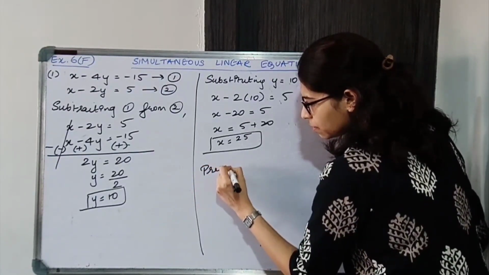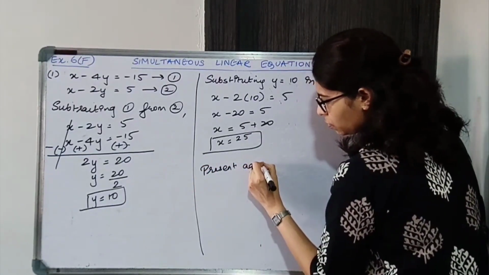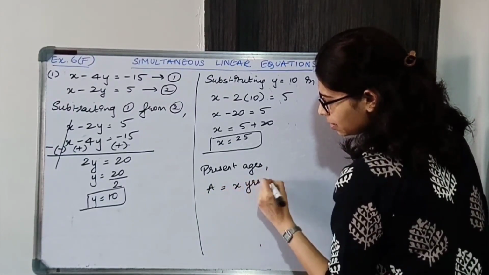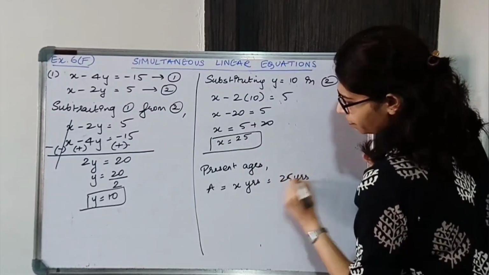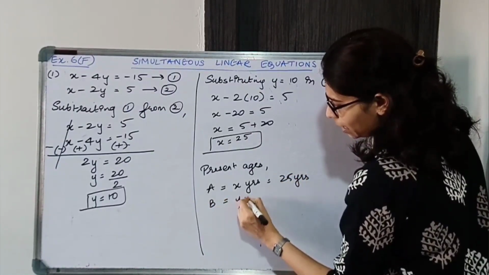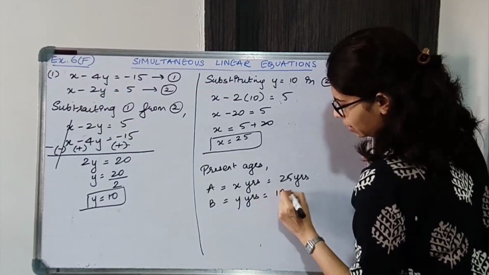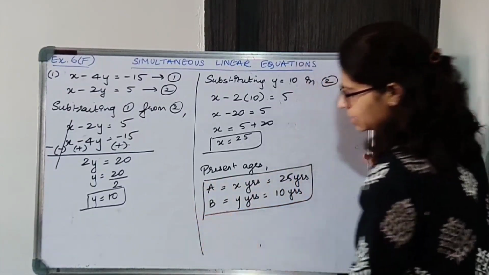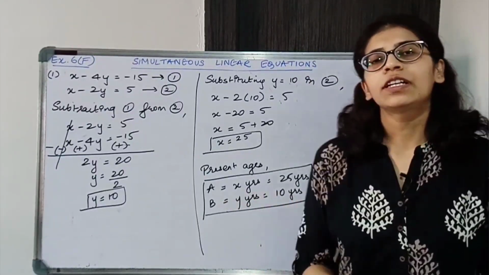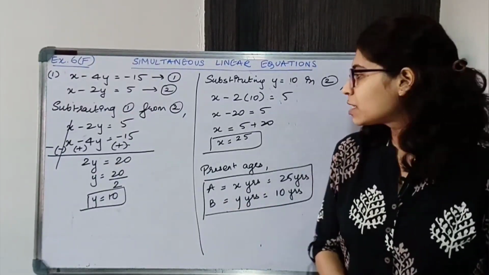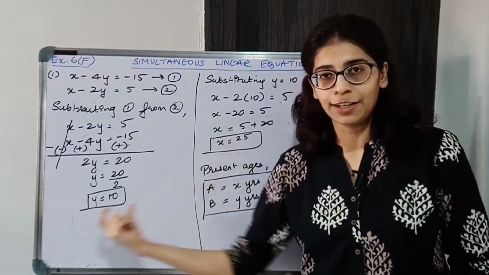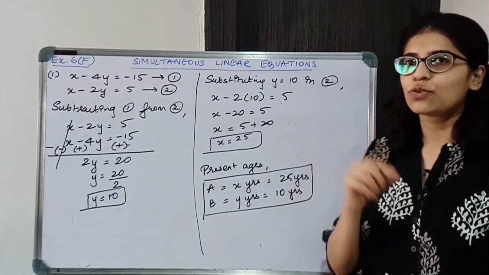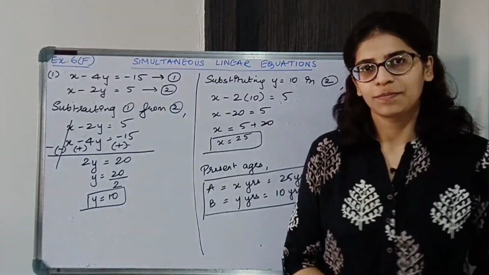Present ages, A is x years, that is equal to 25 years, and B is equal to y years, that is 10 years. So we found the present ages. Don't forget to write down the final statement, box the answers of x, values of x and y that you are getting. Okay, and don't forget to put the unit, years here. Okay, so please be very careful, students.